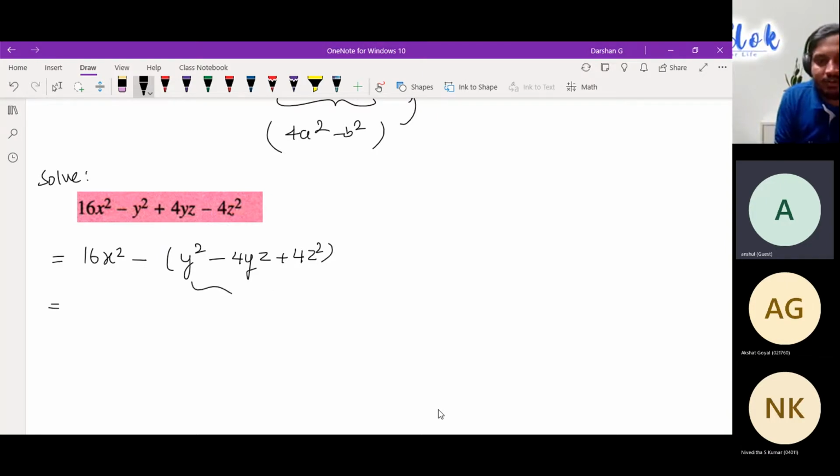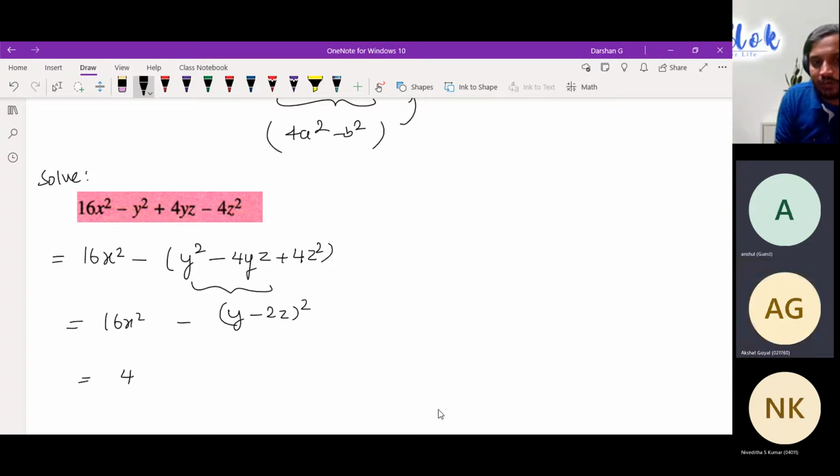What is this in the form of? Anybody? This is the form of? Sir, a minus b the whole square. Correct. So it is y minus 2z the whole square. 16x square minus this. This is again in the format of a square minus b square. How is it in the format of x square? So 4x the whole square. Don't get confused, please.